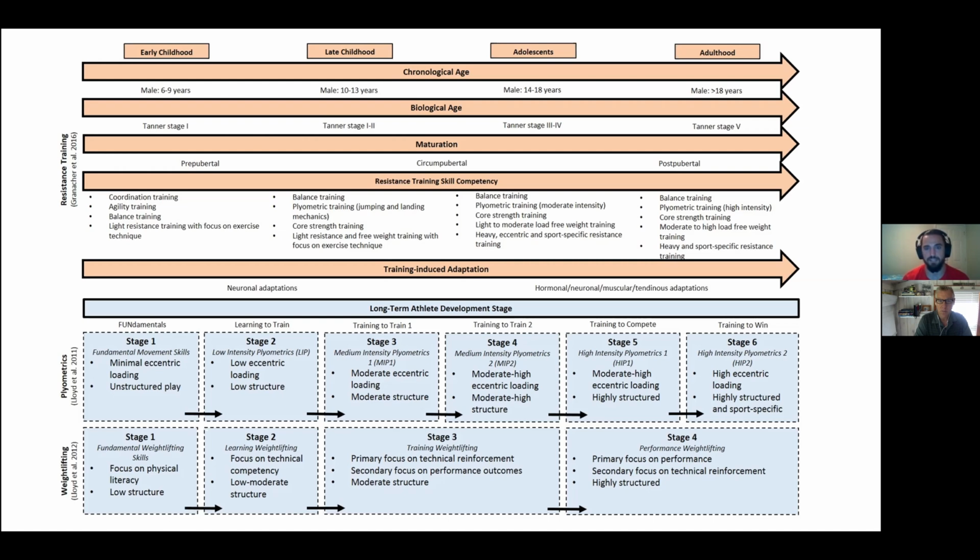You have to take it in context with every aspect of your program, the kids you have, how much supervision you have, the type of equipment you have. All those things are really going to determine what these training things look like in the real world.